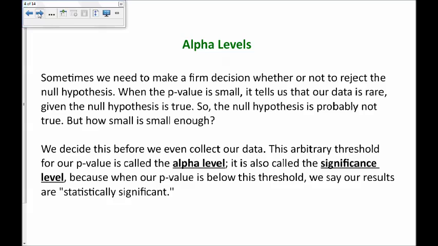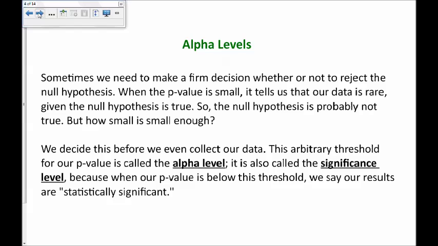That leads us into the idea of the alpha level. Sometimes we need to make a firm decision whether or not to reject the null hypothesis. When the p-value is small, it tells us that our data is rare given that the null hypothesis is true. So the null hypothesis is probably not true. But how small exactly is a small enough p-value? We will decide this before we collect any of our data. It is an arbitrary value, but this arbitrary threshold for our p-value is called the alpha level.